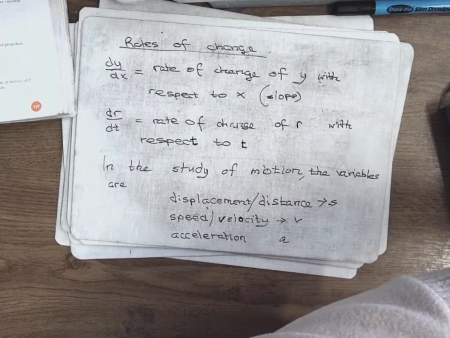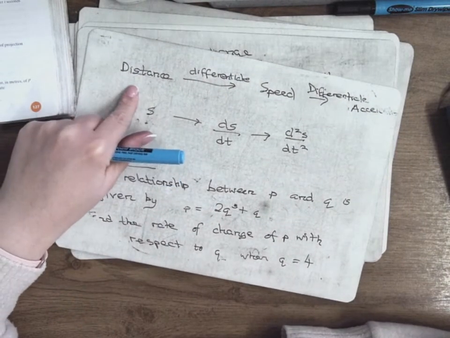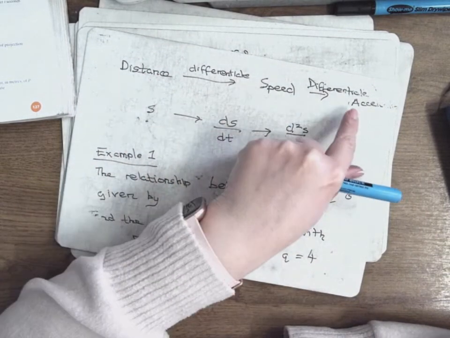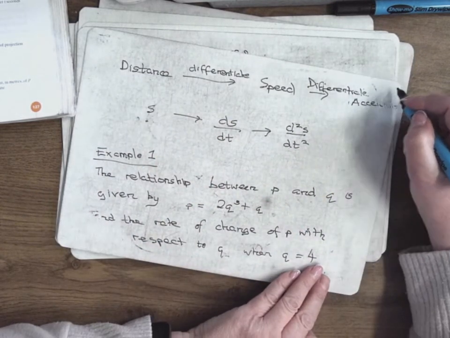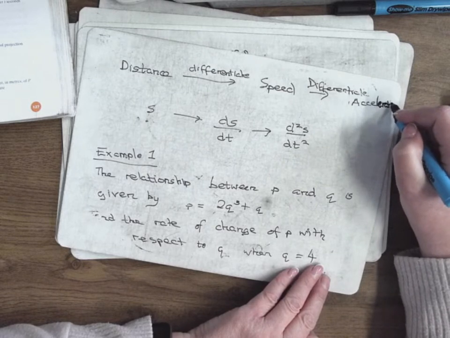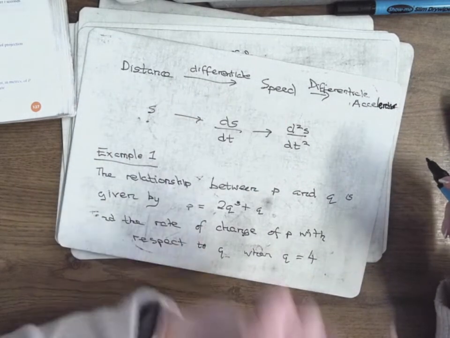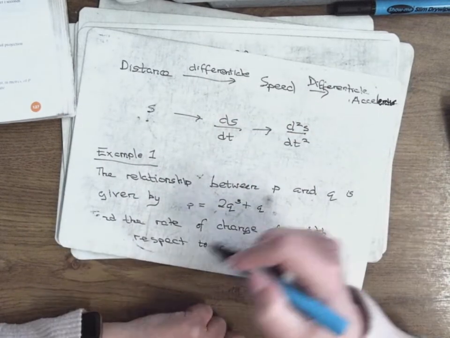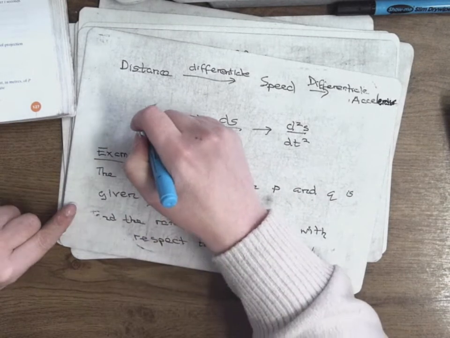Right, let's cut to the chase. What does that mean? That means if they give you an expression for distance, you differentiate it and you have an expression for speed. You differentiate that expression and you have an expression for acceleration. So that's cutting to the chase. If they give you an expression for distance, differentiated, you have an expression for speed. If they give you an expression for speed, differentiated, you have an expression for acceleration.